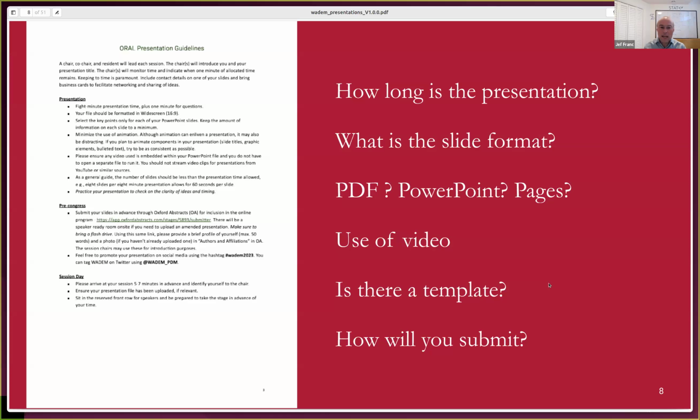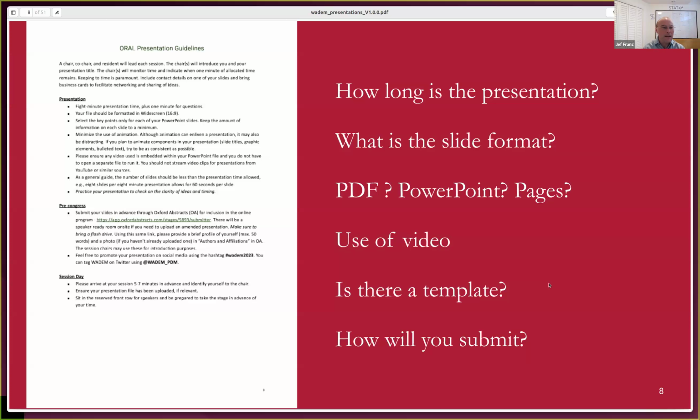When I'm looking through these, the first thing I'm looking at is, how long is the presentation? How long do I have to talk? Does that include the questions afterwards, or is there time dedicated for questions? And are the questions going to come right after, or do they come in a panel afterwards? That's really important for me, so that I'm thinking about how I'm going to structure my presentation.